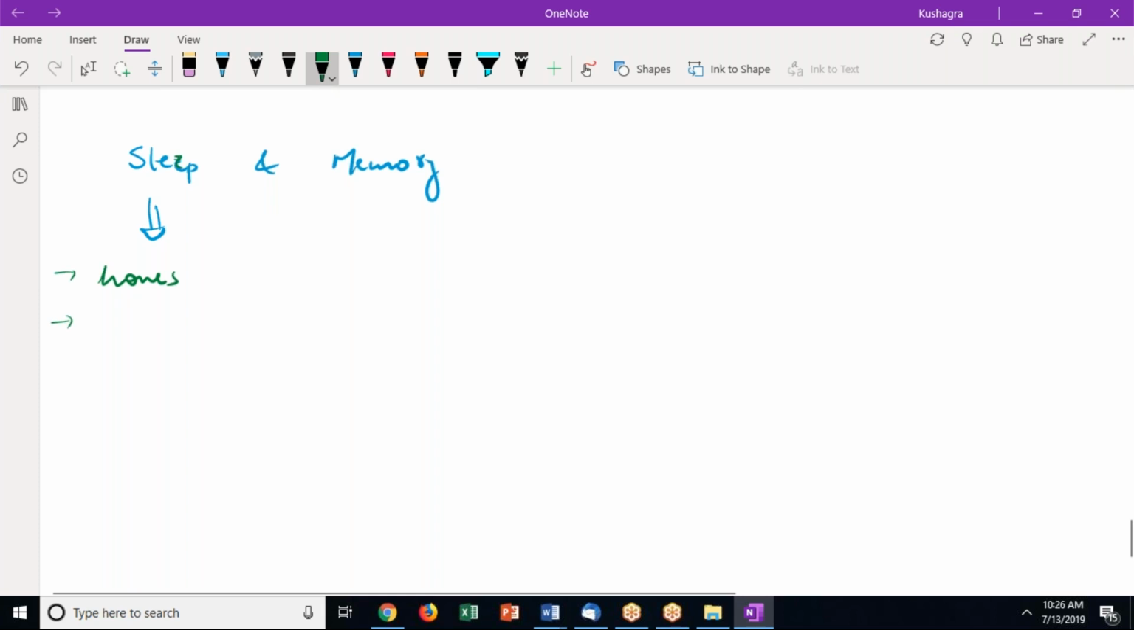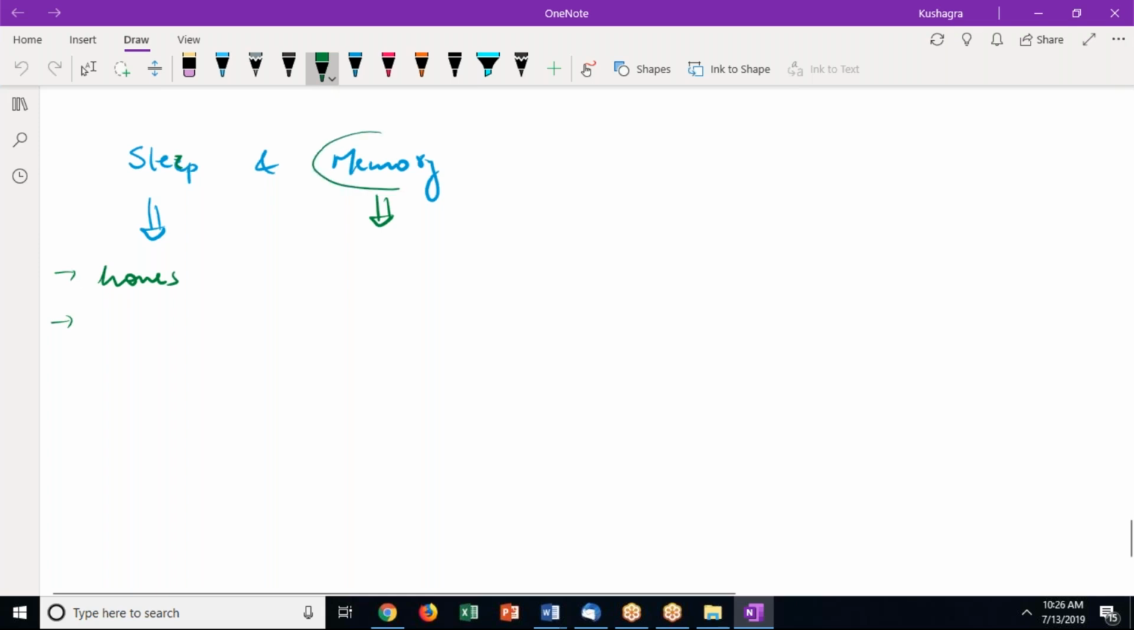Correct? I want to understand how the quantity of sleep is related to memory. How does it impact memory? Okay, that's what I want to know. All right.